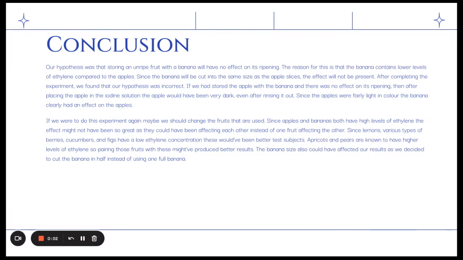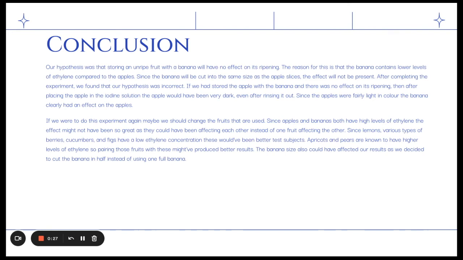Conclusion. Our hypothesis was that storing an unripe fruit with a banana will have no effect on its ripening. The reason for this is that the banana contains lower levels of ethylene compared to the apples. Since the banana will be cut into the same size as the apple slices, the effect will not be present. After completing the experiment, we found that our hypothesis was incorrect.